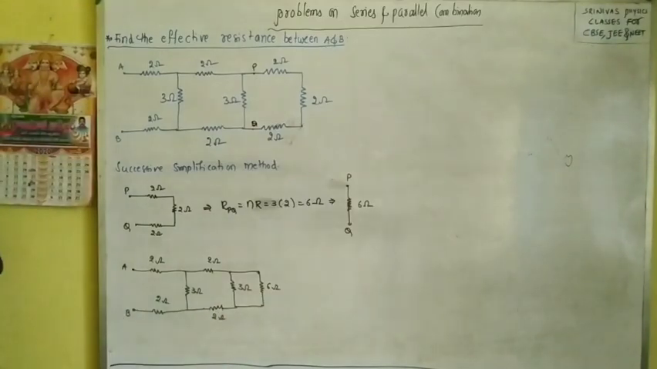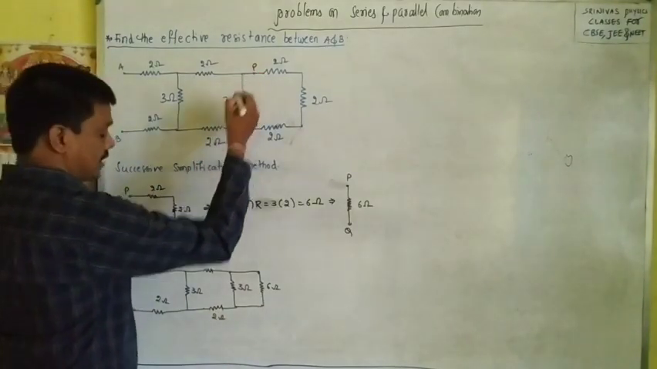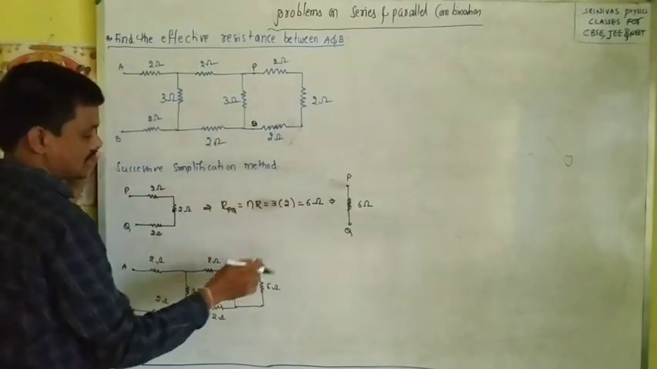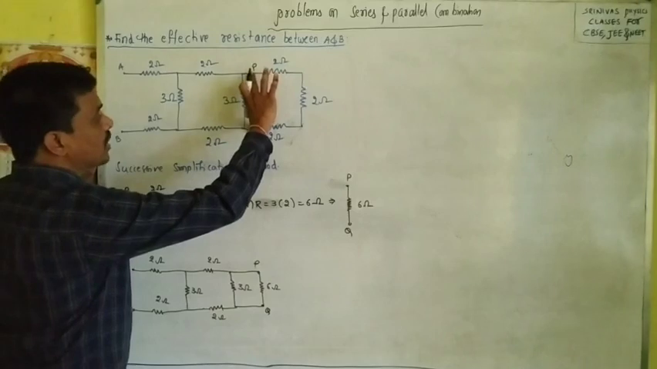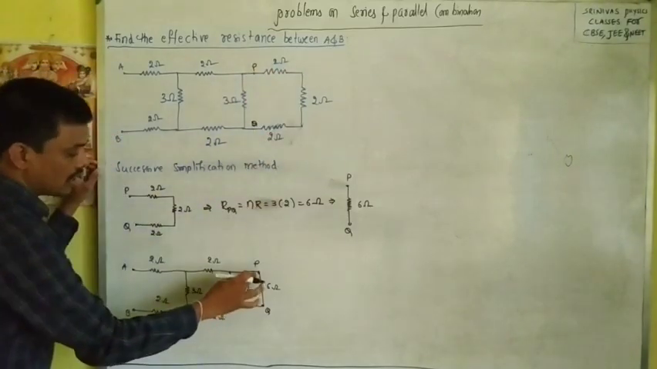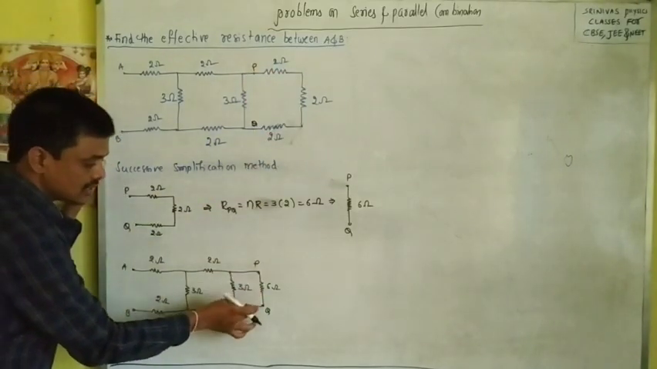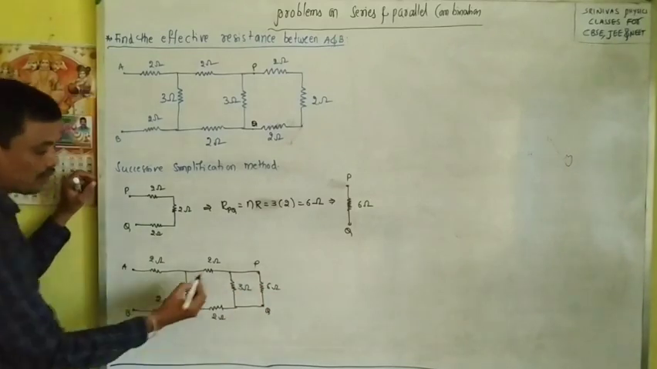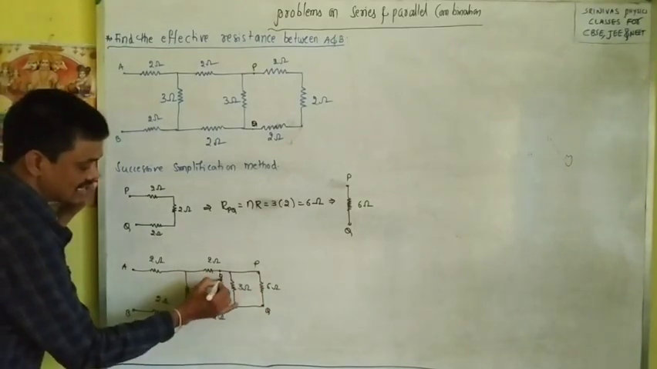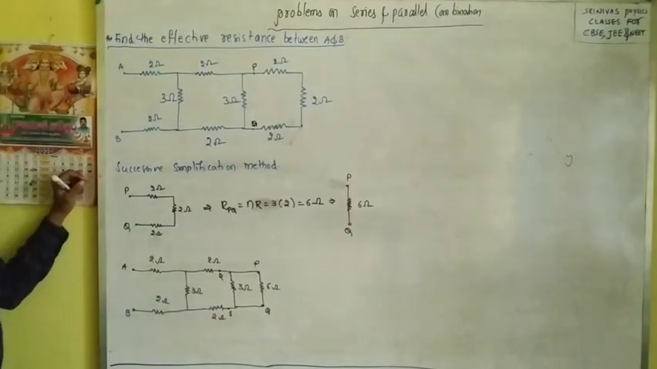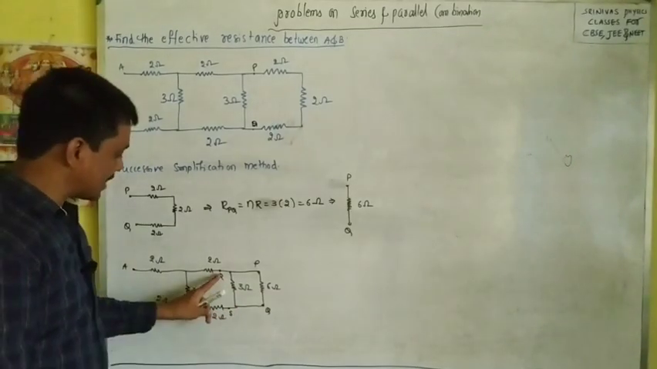Okay, look at here. This is the diagram I drew, redrawn from the above diagram like this. This is P and this is Q. Between P and Q, the total resistance I drew here is 6 ohm. Now again we have to find the effective resistance between these 2 points. These 2 points I will take as R and S. Now I want to find the effective resistance between R and S.